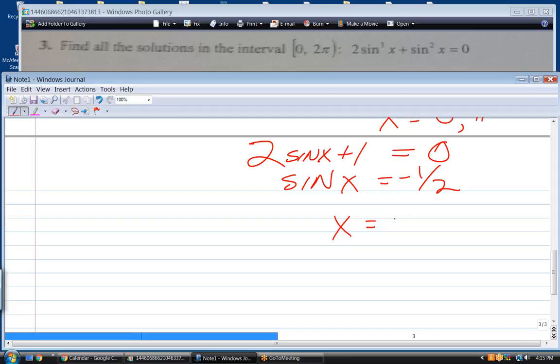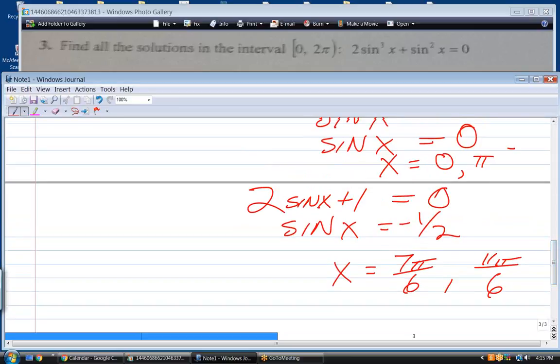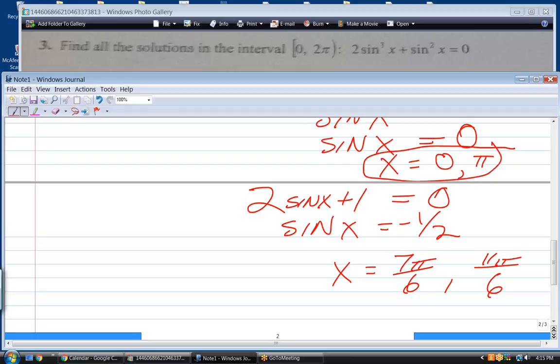Okay. What's the equivalent of pi over 6 in the third? So it would be 7 pi over 6, and then 11 pi over 6. There you go. So there's your 4 answers. Those 2 and those 2.